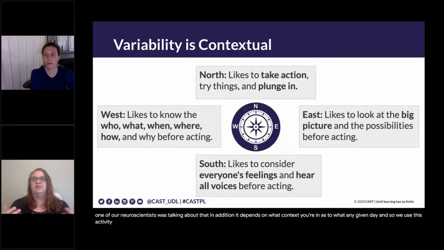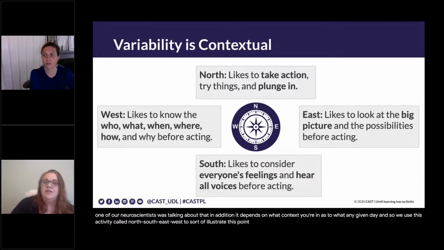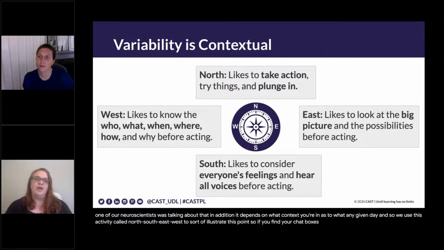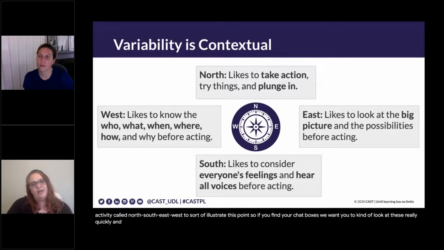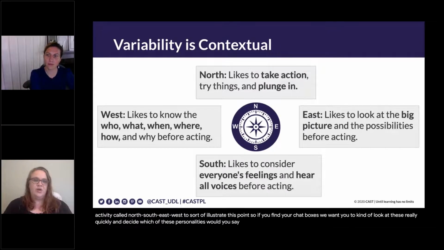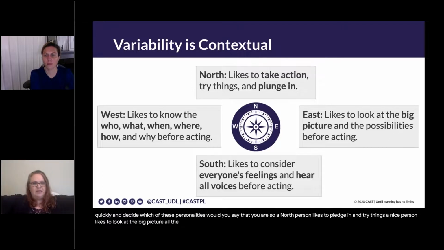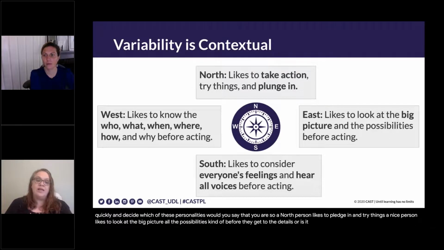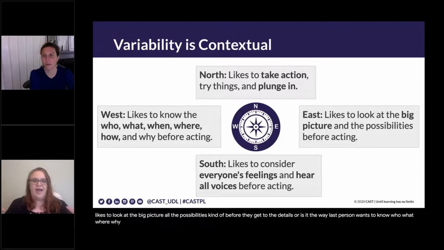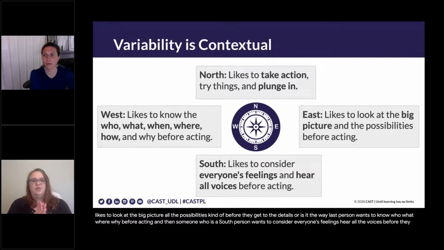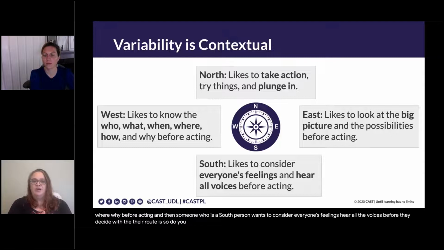And so we use this activity called North, South, East, West to illustrate this point. If you find your chat boxes, we want you to look at these really quickly and decide which of these personalities you would say that you are. A North person likes to plunge in and try things. An East person likes to look at the big picture, all the possibilities before they get to the details. Whereas the West person wants to know who, what, where, why before acting. And a South person wants to consider everyone's feelings, hear all the voices before they decide what the route is. So do you know which one of these you are, Amanda? Very much North.